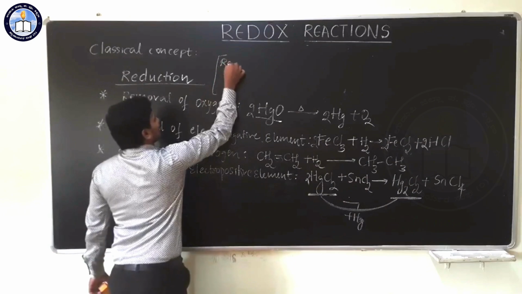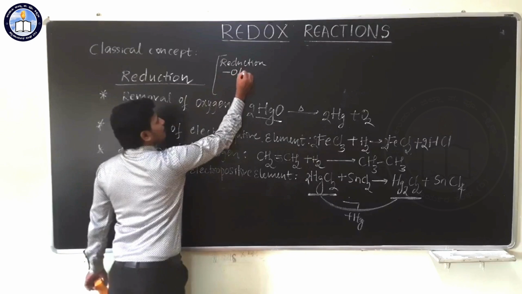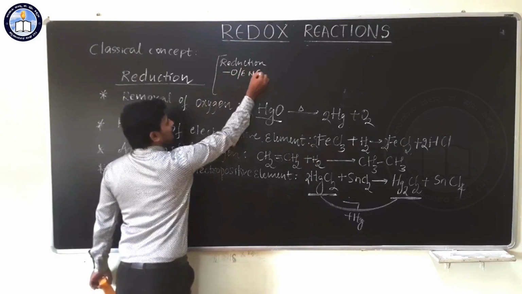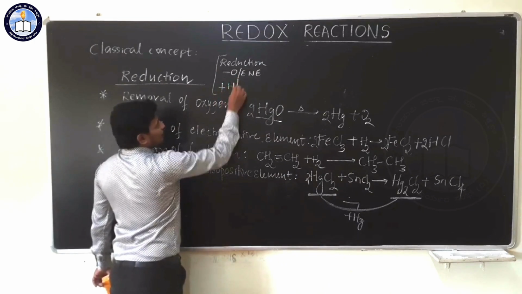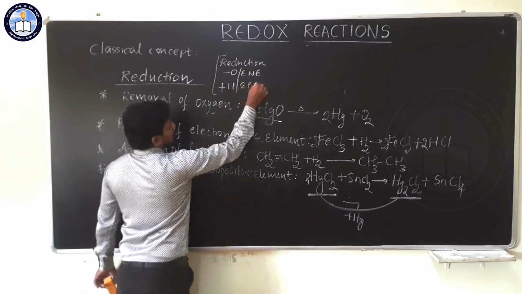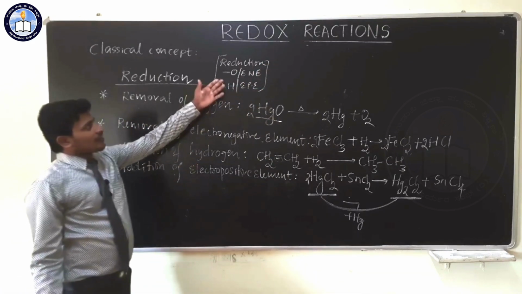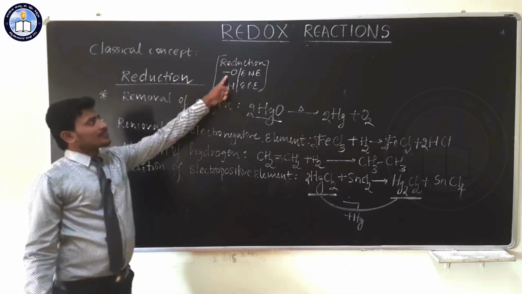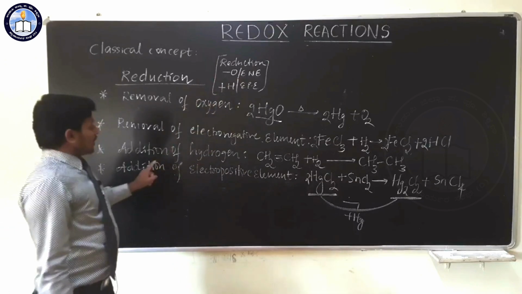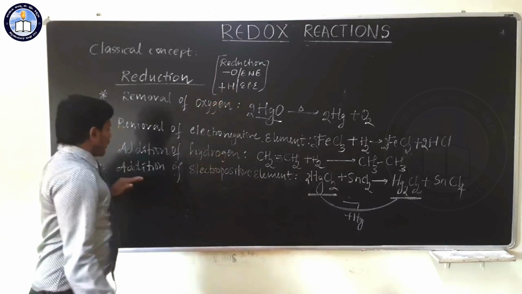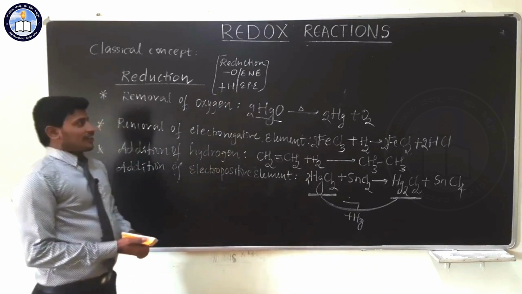So reduction: removal of oxygen or removal of electronegative element, addition of hydrogen, or it may be electropositive element. Done. This is the summary. You can remember the code like this. Minus means removal of oxygen, or it may be removal of electronegative element. Plus means addition of hydrogen, or it may be addition of electropositive element. That is known to be reduction.